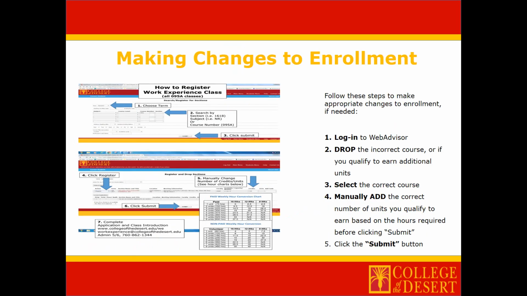So let's say that you found out that since the system defaults to 1 unit, you did not enroll in the correct number of units that you wanted for work experience. All you have to do is log into WebAdvisor, drop the incorrect course or the course in which you believe you qualify for additional units, and then go back in and select the correct course and manually change the number of credits by highlighting the number 1 and typing over it however many units you would like to enroll in for the semester. Then click Submit, much like you would enroll in any other course.